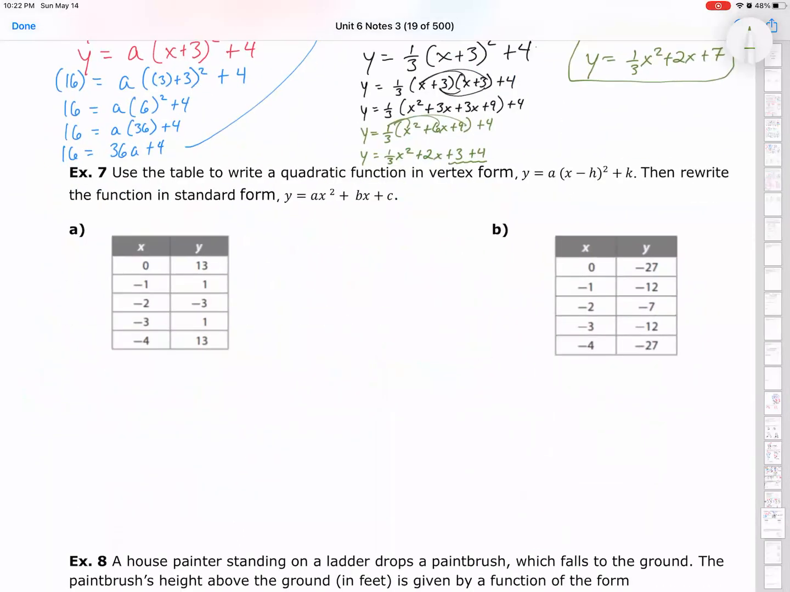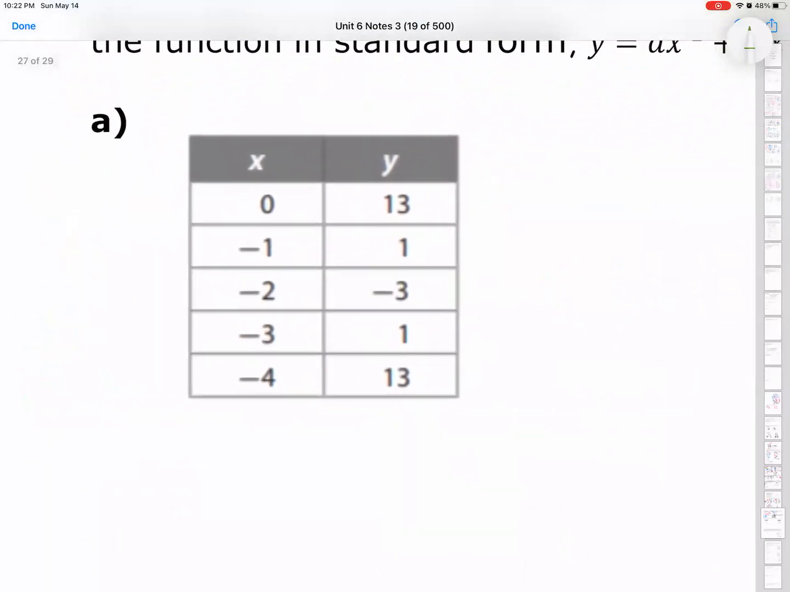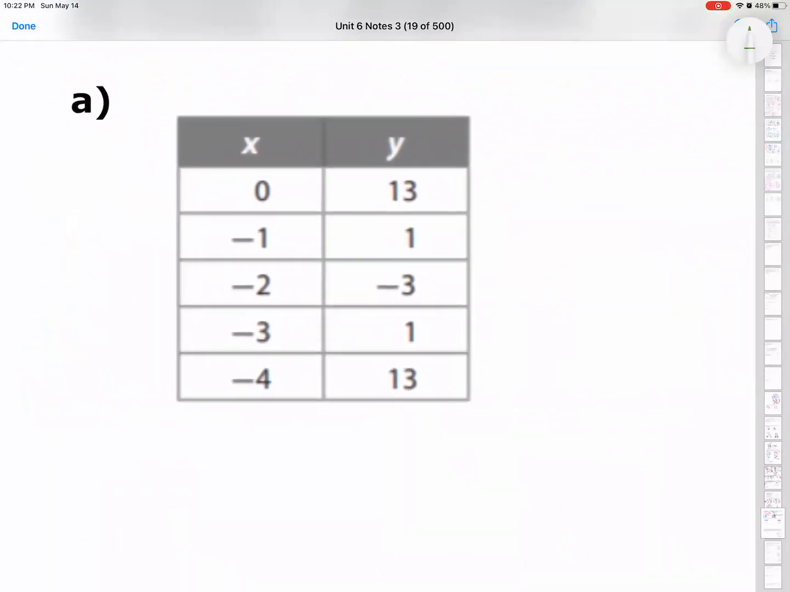All right, looking at example 7, we have to use the table to write the quadratic function in vertex form and then rewrite the function in standard form. So just looking at example 7a, what I'd love for you guys to do is to pause the video, give that a fair shot, and then see what you can come up with, and then we'll come back together and see how we did.